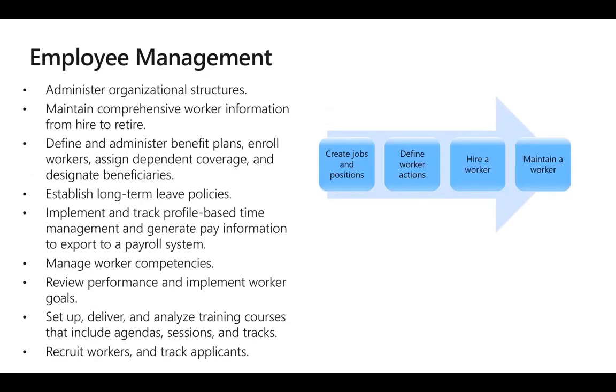Finance and operations streamlines many routine record-keeping tasks and automates several processes that are related to staffing our organization. It also provides a framework for human resources, HR, staff to manage areas of oversight. These areas include employee recruitment and retention, benefit administration, training, performance review, and change management. We can use finance and operations to perform these tasks. Define and administer organizational structure. Maintain comprehensive worker information from hire to retire.